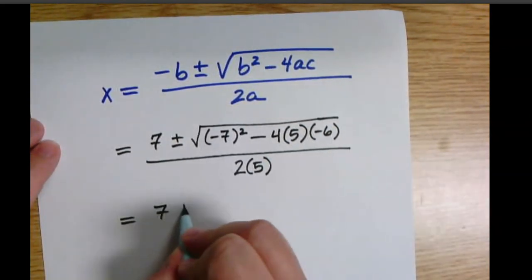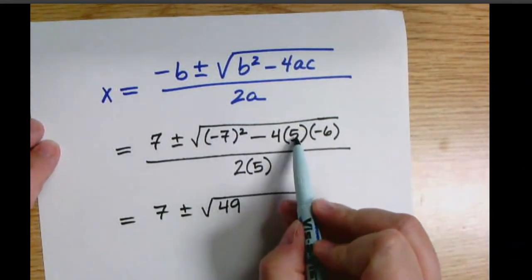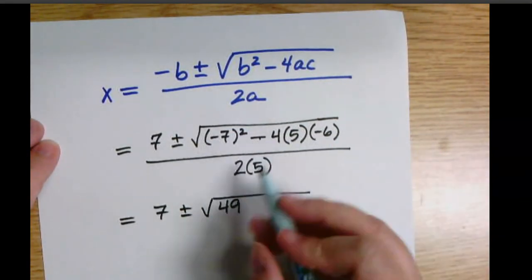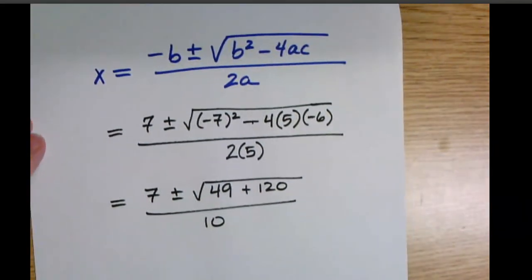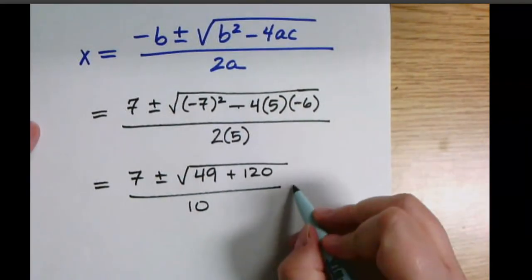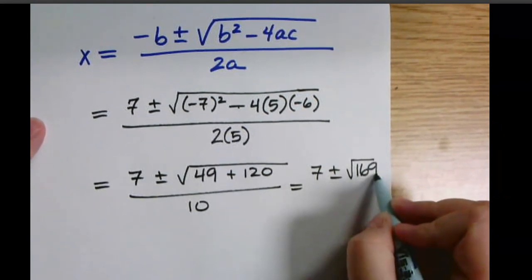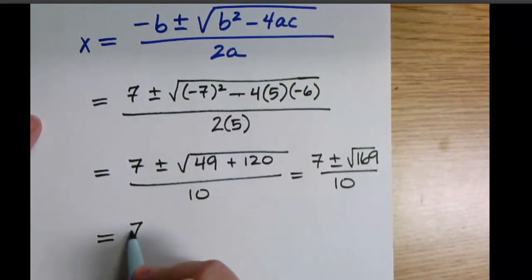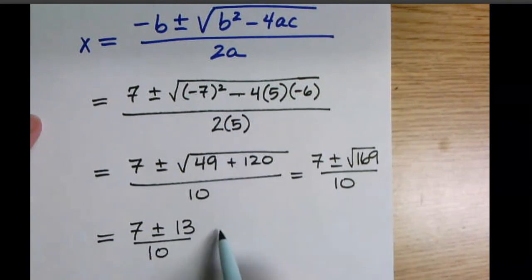So we have 7 plus or minus the square root of -7 squared is 49. 4 times 5 is 20. 20 times 6 is 120. And because of the minus and the negative, it's plus. All over 10. Excuse me. I'm doing too much talking. So these two add up very nicely into a perfect square. 169 is the square of 13. So that's 13. And now we do both things it's asking me to do.